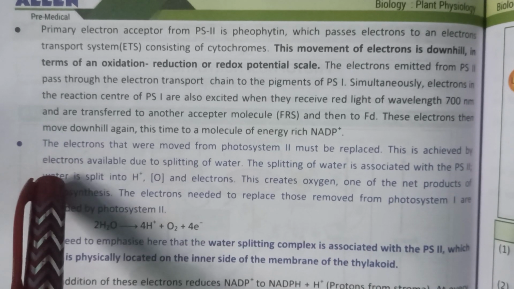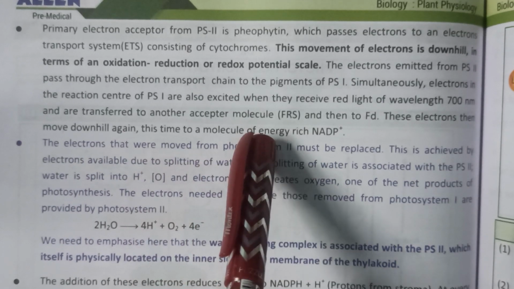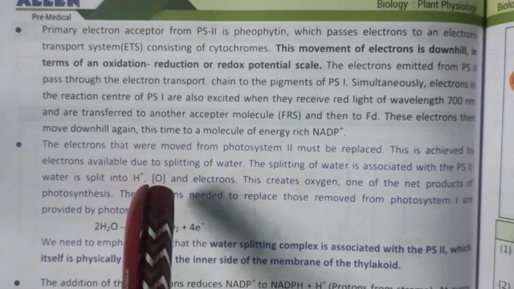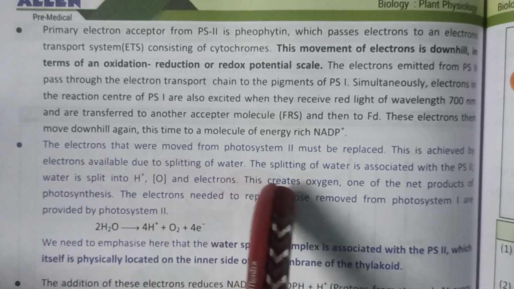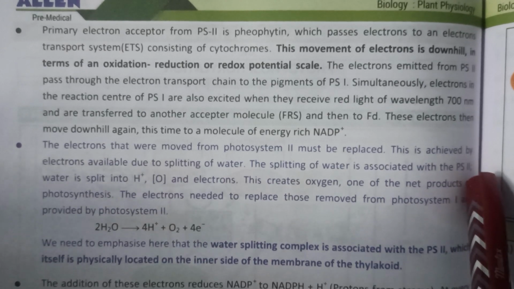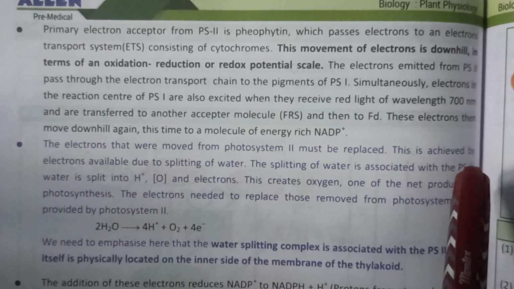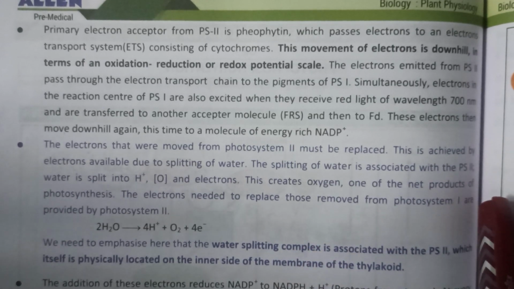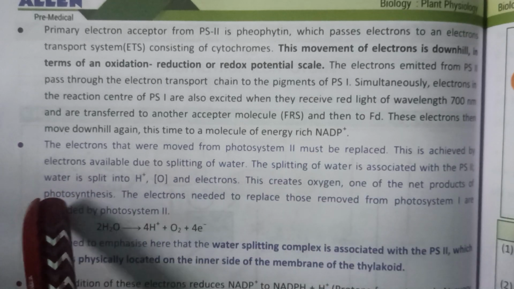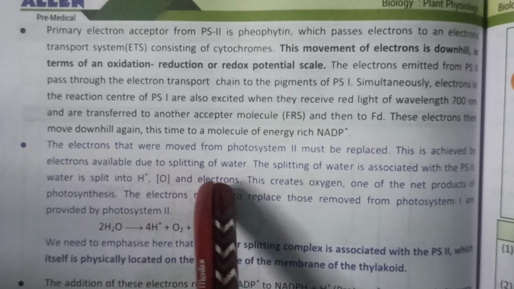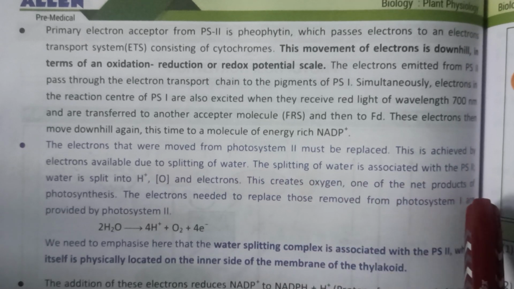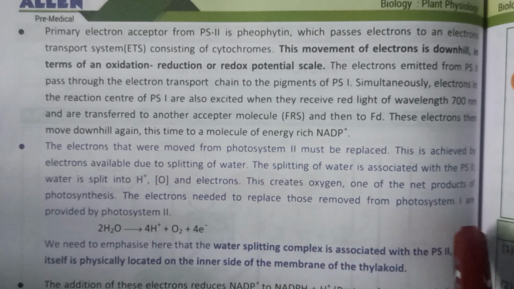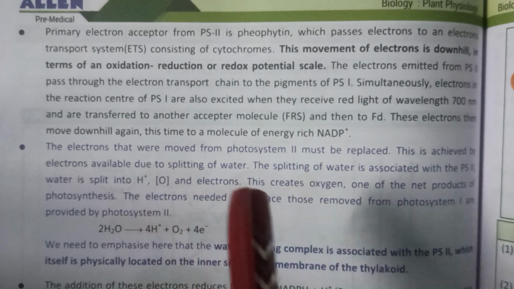Here is the important point: the electrons that were moved from photosystem 2 must be replaced. This is achieved by electrons made available by the splitting of water. The splitting of water is associated with photosystem 2. Within photosystem 1, water splitting cannot occur. In photosystem 2, water is split into H plus, nascent oxygen and electrons. This creates oxygen, one of the net products of photosynthesis. The electrons needed to replace those removed from photosystem 1 are provided by photosystem 2.